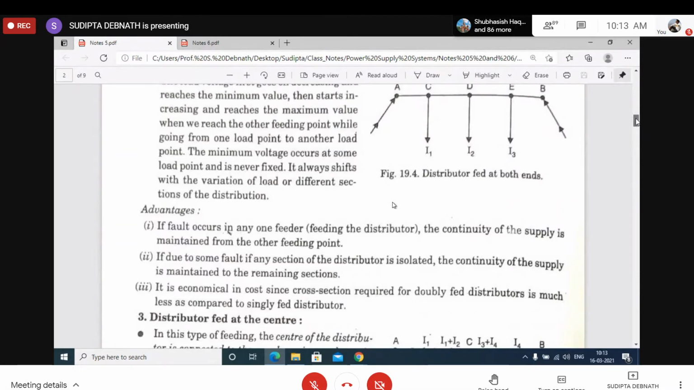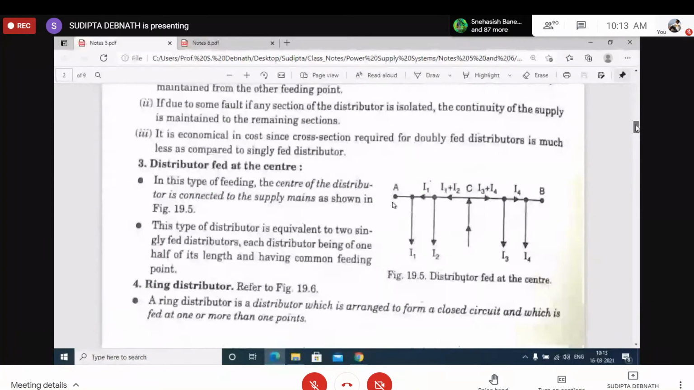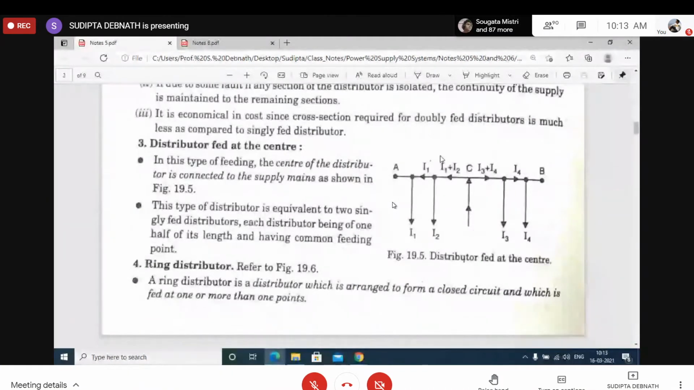Now the next one is the distributor fed at the center. It is nothing but as if the distributor is cut at this point. So let us consider AC as one distributor and BC as another distributor. AC is simply like a distributor fed at one end, and BC is simply like another distributor fed at one end. If the current entering here is I, then I will be equal to I1 plus I2 plus I3 plus I4. Here also you will find the maximum current will be at this point, and the consumers located at the farther end will receive less voltage.